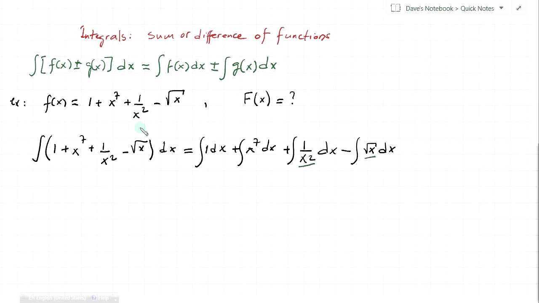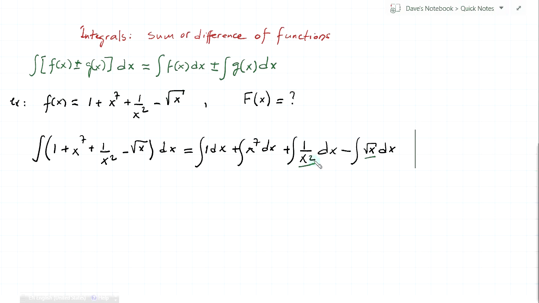Now, according to this rule above, we can write the integral of the whole function together, 1 plus x to the power 7 plus 1 over x to the power 2 minus the square root of x altogether dx, and split it into several parts. So we have separately the integral of 1 dx, the integral of x to the power 7 dx, the integral of 1 over x to the power 2 dx, and minus the integral of square root of x dx.